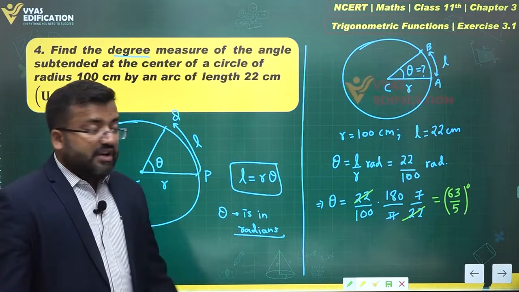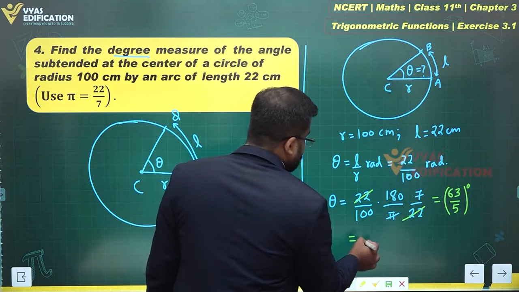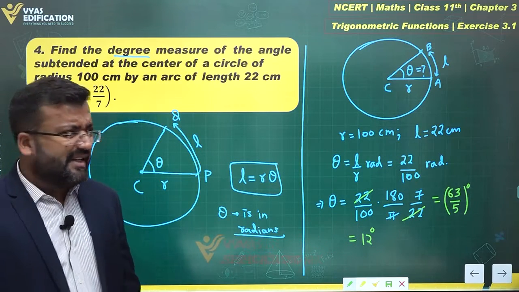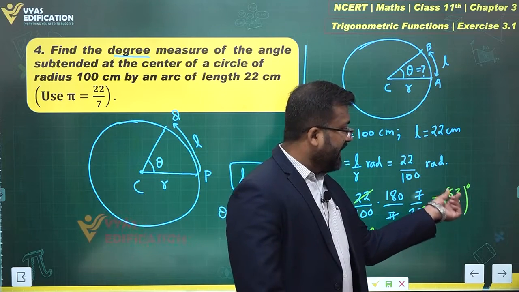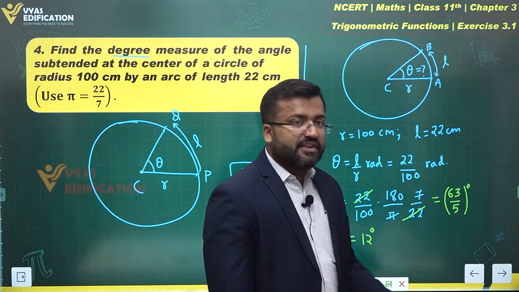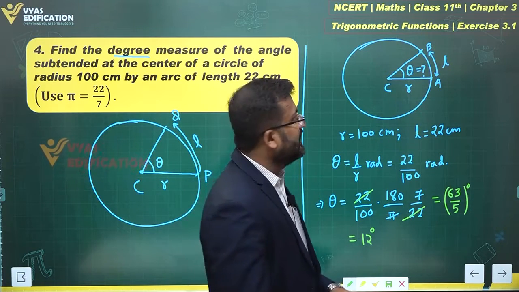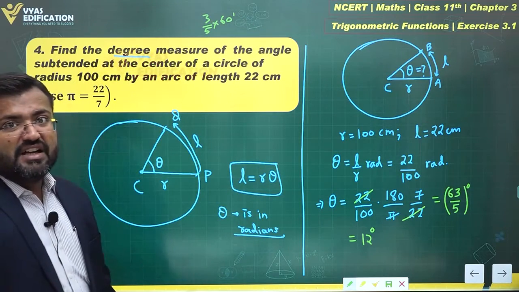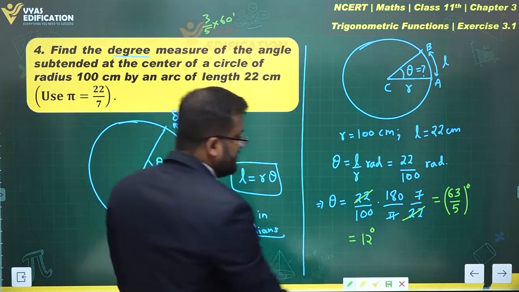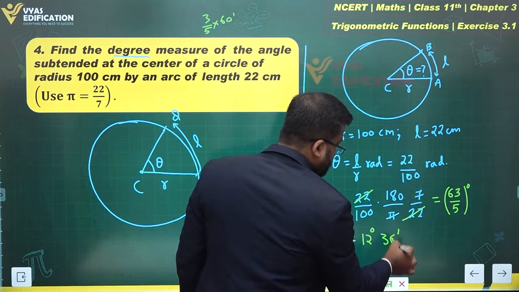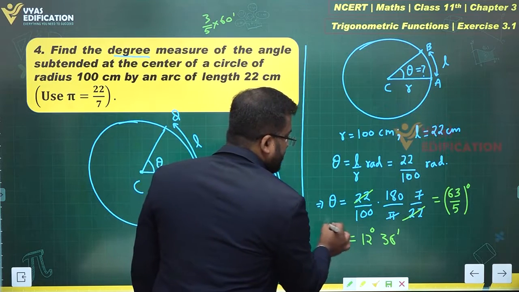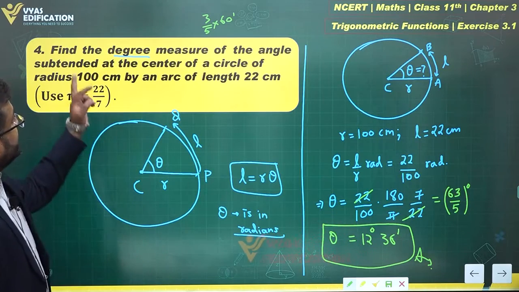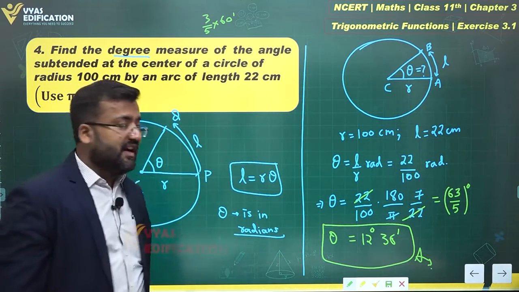Okay. Can that be simplified further? This can be written as 12 degrees 3 by 5. 5 times 12 is 60, so you get a remainder of 3. 3 upon 5 in terms of minutes can be easily converted: 3 upon 5 degree times 60 minutes. What is that equal to? This is 36 minutes. So this is 12 degree 36 minutes in terms of degrees. That's my answer for this. This is 12 degree 36 minutes. That's the degree measure of that angle asked in this question.